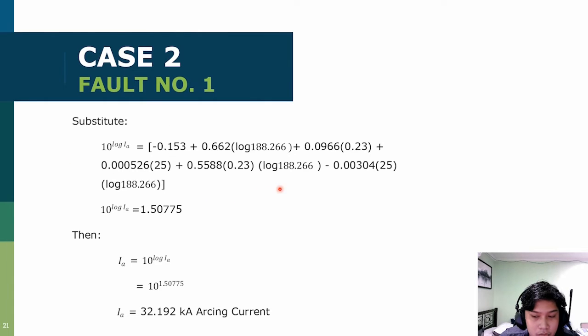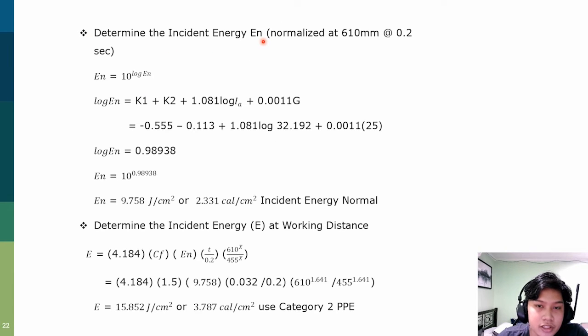Now we substitute the variables we have earlier. The value we get is this one. Then we solve for IA. We got 32.192 kiloampere. This is our arcing current. Determine the incident energy that is normalized at 610 millimeter at 0.2 seconds.